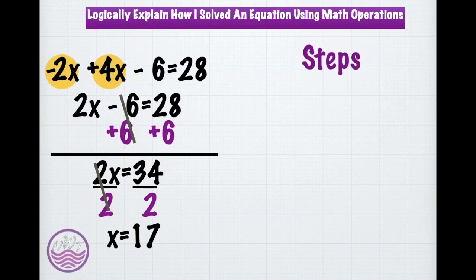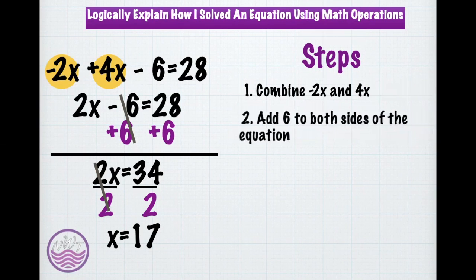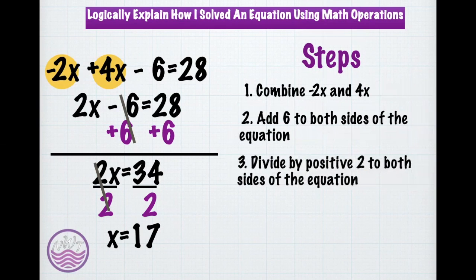So looking at my steps, the first thing I did was combine -2x and 4x. I added them together. Remember when you're doing negatives and positives, remember those rules, and I'll do a different video up above. So add 6 to both sides of the equation, and then divide by 2 to both sides of the equation to get your final answer.